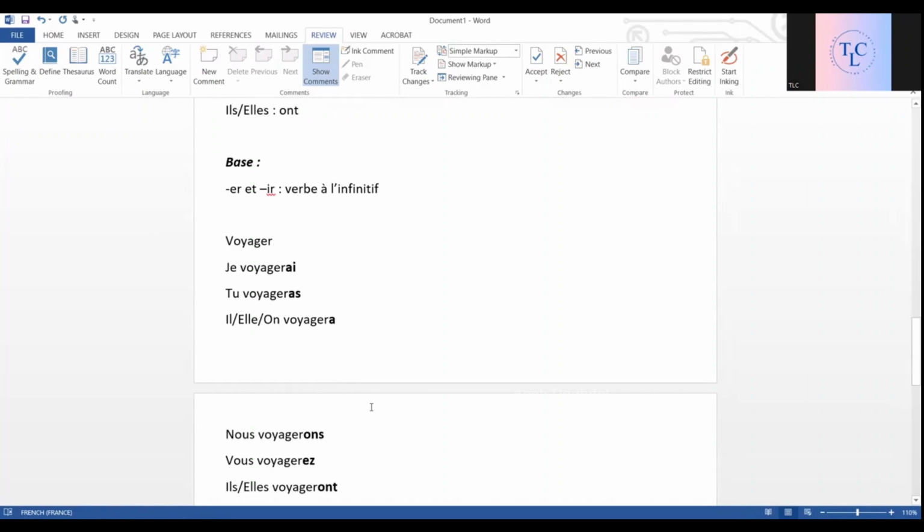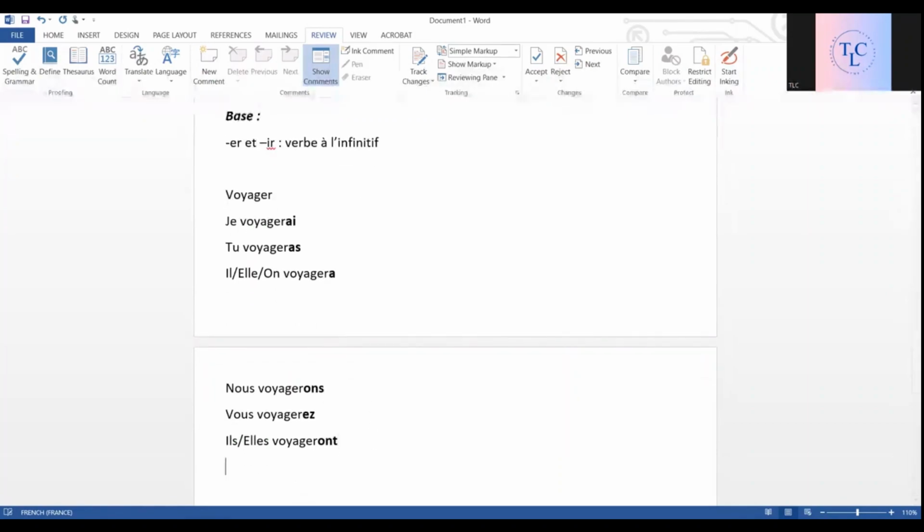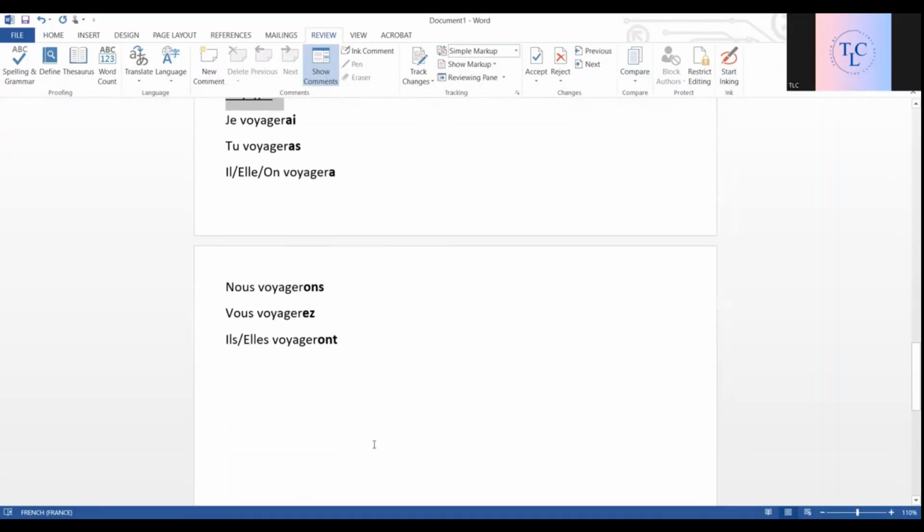That's the case with IR ending verbs as well. Prenons un exemple, dormir. We take the entire verb again. So je, and then we copy this one.